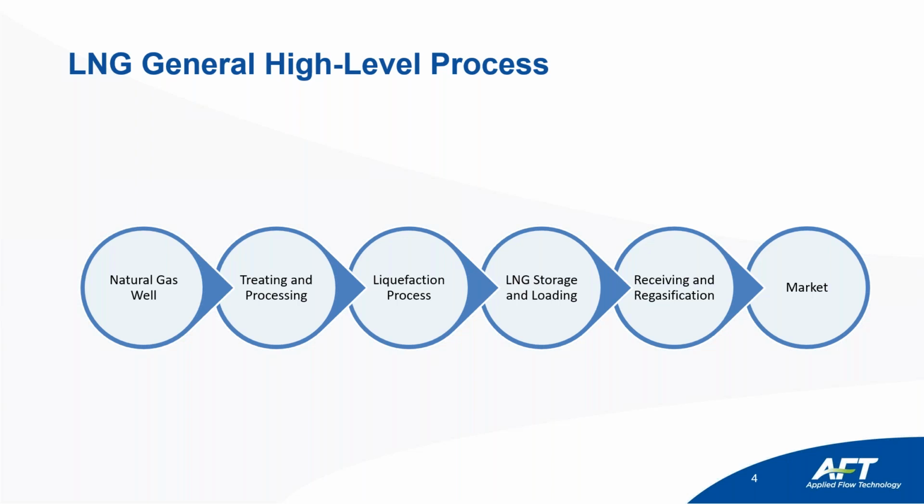After the treating and processing phase, it will go to a liquefaction process where the gas will be cooled until it condenses into a liquid. During this process, the heavier chains, ethane, propane, things of those natures, will be drawn out of the methane gas. At the end of the liquefaction process, the methane will now be a liquid and will be shipped to some sort of storage waiting for loading. And then from loading, it will be put into ships, it will be put into trucks, however the transportation is desired.